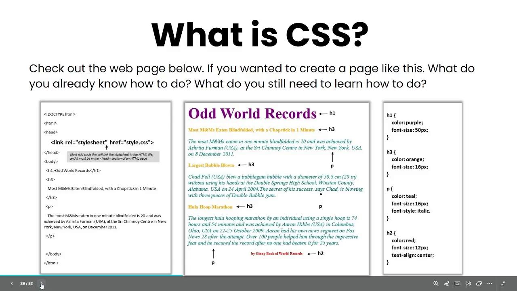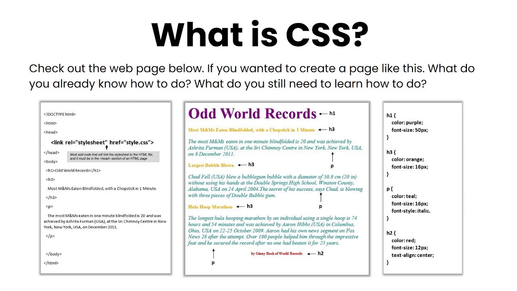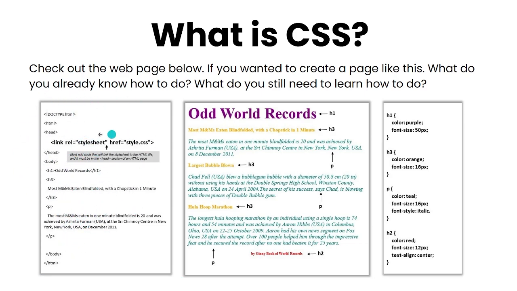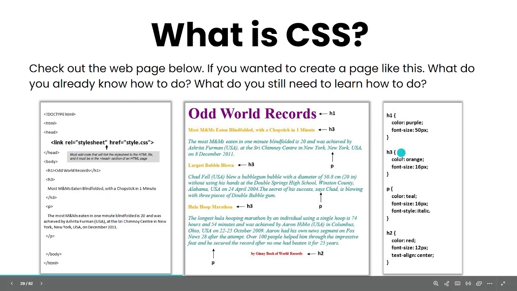Now, check out the web page below. If you wanted to create a page that looks like this, what you're going to have to do is add some style to it. Okay? Over here on the left-hand side, we should be familiar with what an HTML document looks like now. What we're going to add is this link tag right here. Over here on the right-hand side is what your CSS is going to look like, and we're going to do that in just a minute.